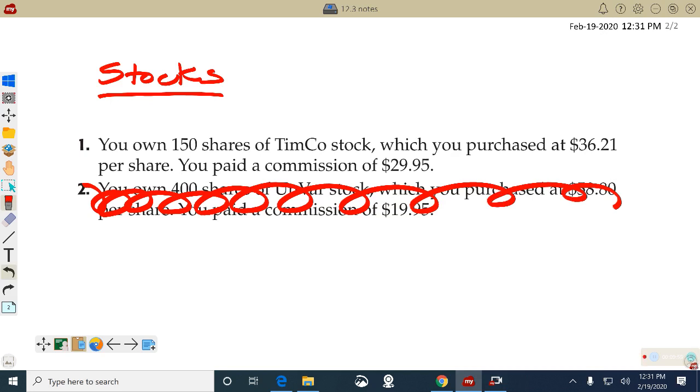Go ahead and write the word stocks and write example 1. You own 150 shares of Timco stock. Now, I'll explain what Timco means. What the heck is that? I'll explain later. Just write it down. Which you purchased at $36.21 per share. You paid a commission of $29.95. I'm going to write that down.